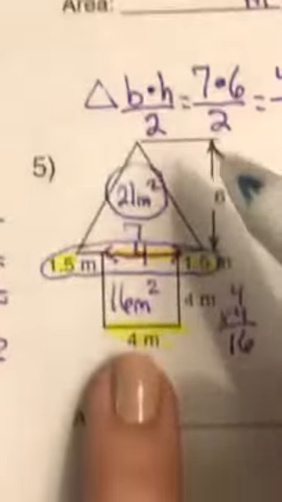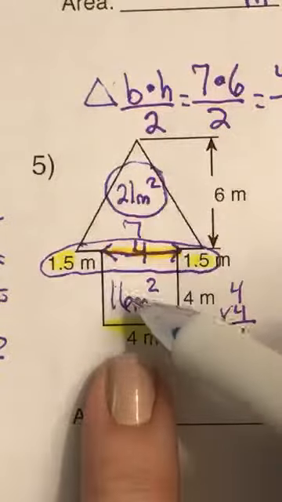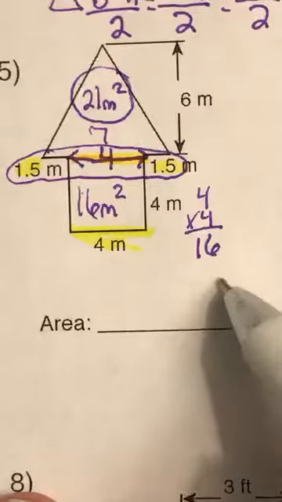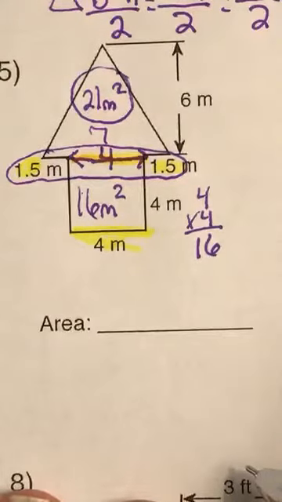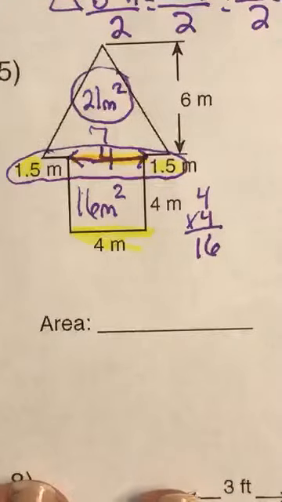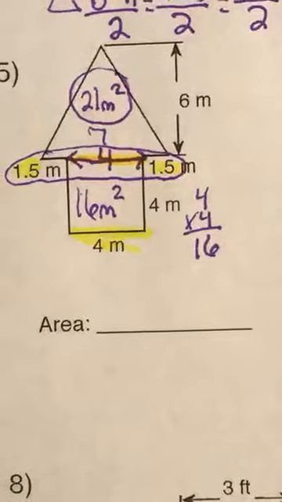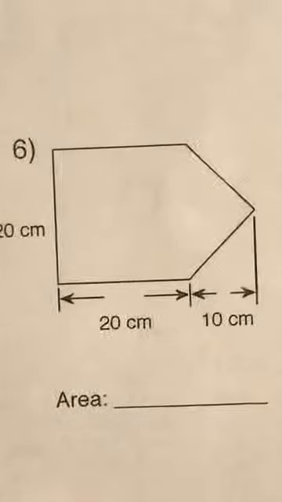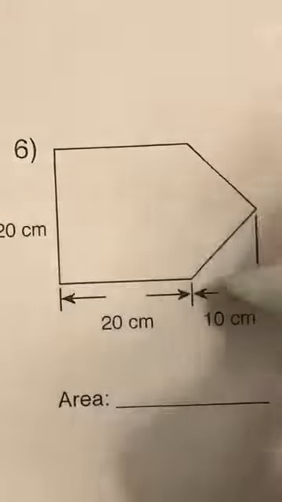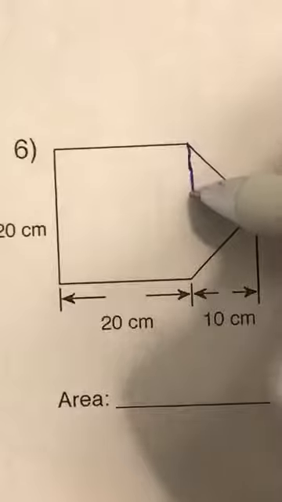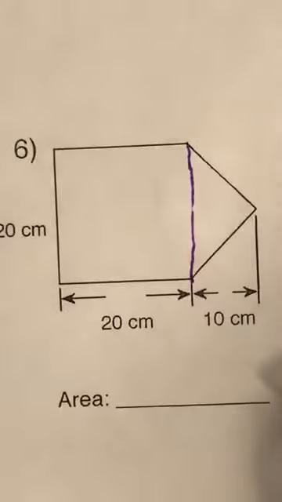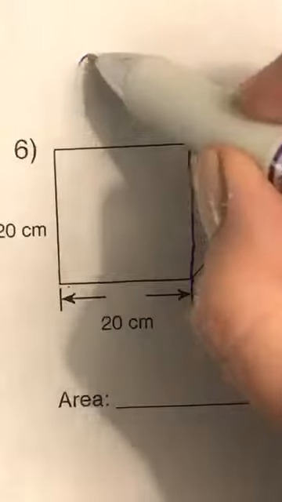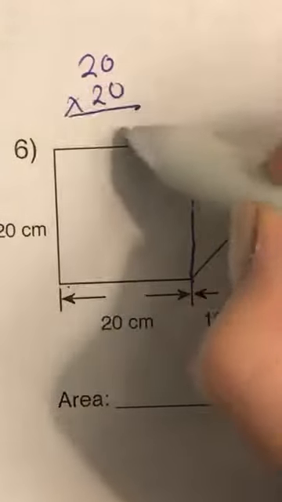Now I want you to take your 21 and add it to your 16 and put your final answer down here. Don't forget your units squared. Pause the video and then restart when you're ready for number 6. For number 6, we still have a square and a triangle. We just need to draw the line in ourselves. For the square, we're going to multiply the length times the width, 20 times 20, and get our total.